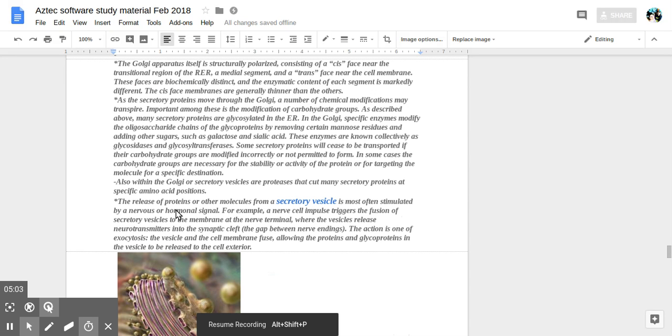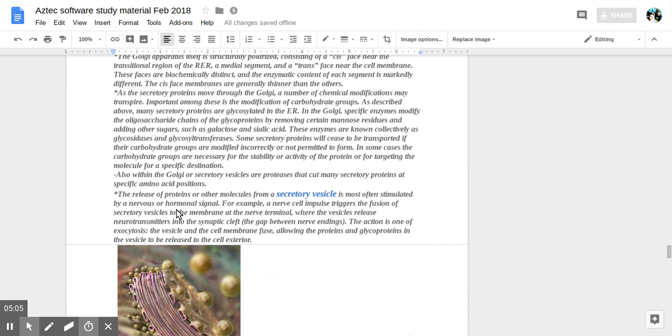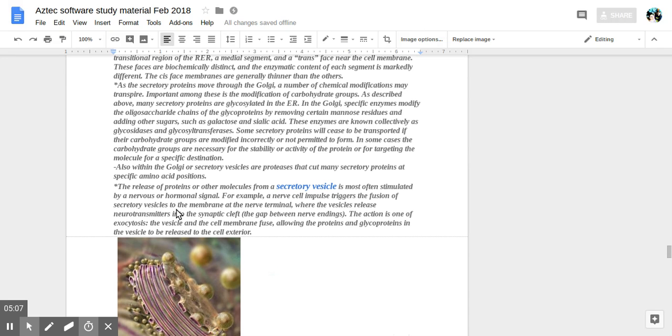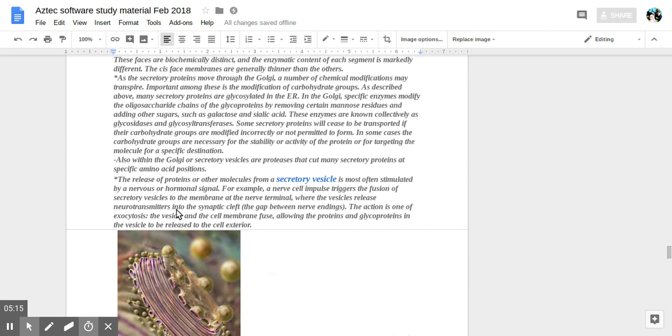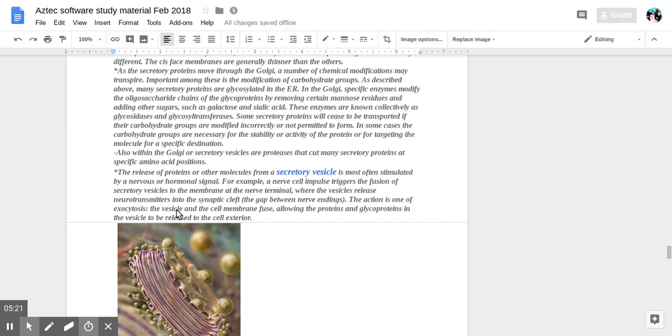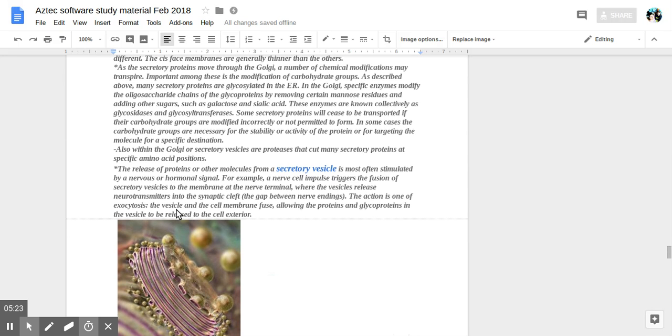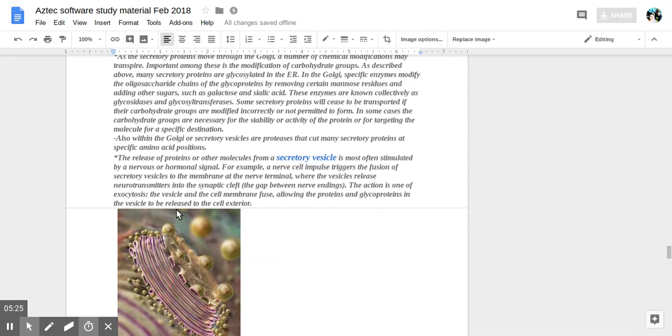Again, the Golgi apparatus is structurally polarized. The cis phase near the transitional region of the rough endoplasmic reticulum, a medial segment, and then a trans phase near the cell membrane. The phases are biochemically distinct. The enzymatic content of each segment is markedly different. The cis phase membranes are generally thinner than the others.